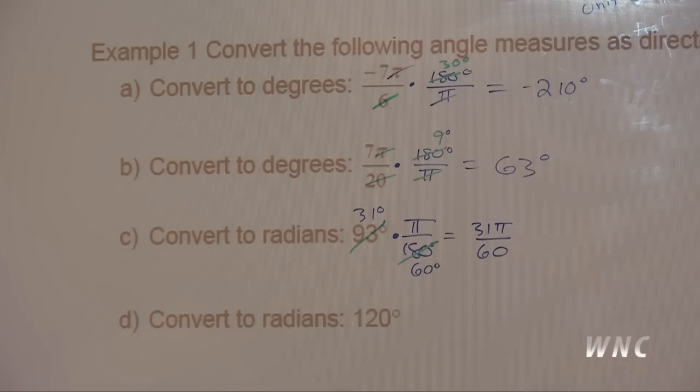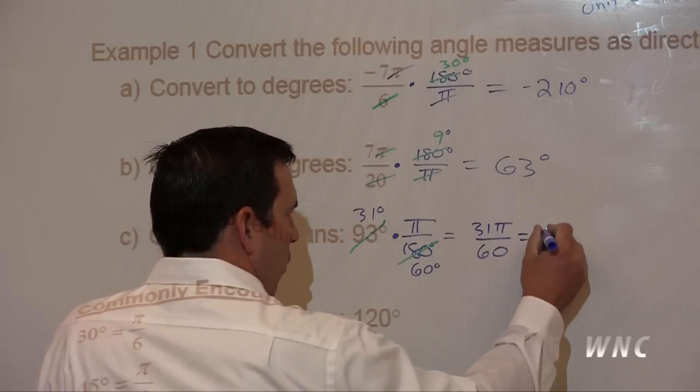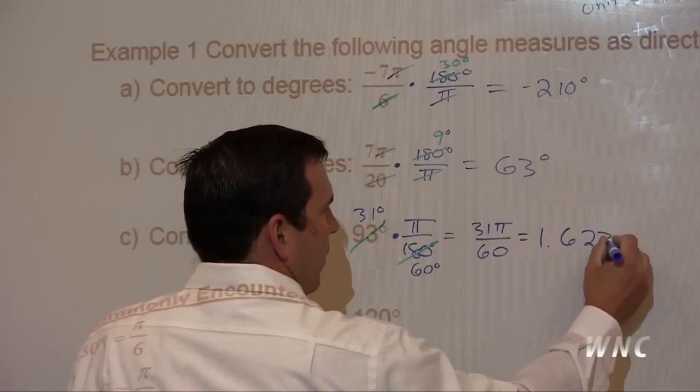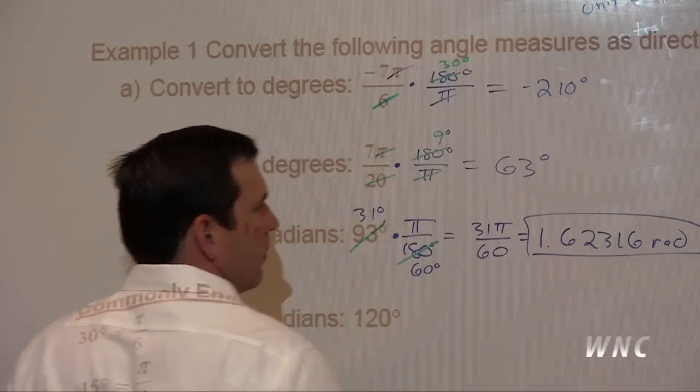Let's verify this for a second. Yeah, that's the best we can do there. And if you want that in decimal format, you're at 1.62316 radians. You can get that from your calculator.